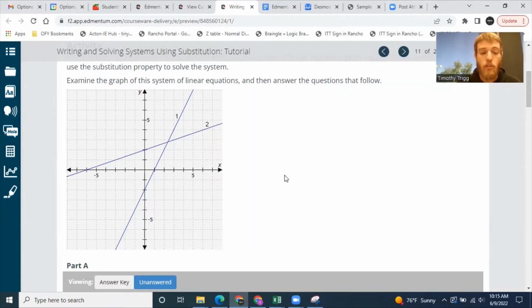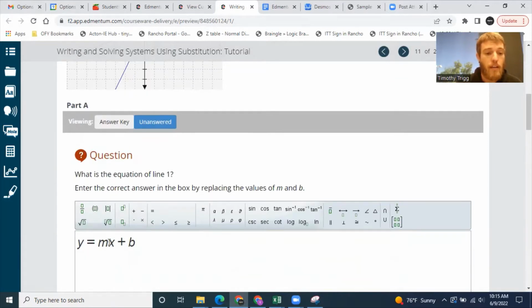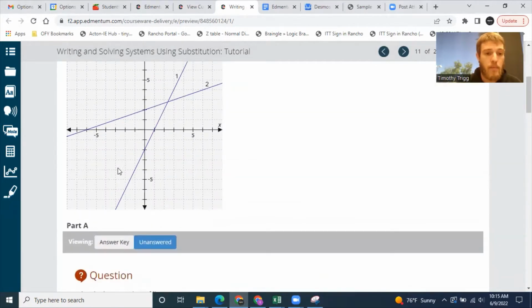but through substitution, it's actually pretty easy. The first thing we want to do is find the equations of the 2 lines. Let's look at line number 1. Remember, to find the equation, we can write it in the form y equals mx plus b, the slope-intercept form. So we need to find the slope and the y-intercept of line 1.